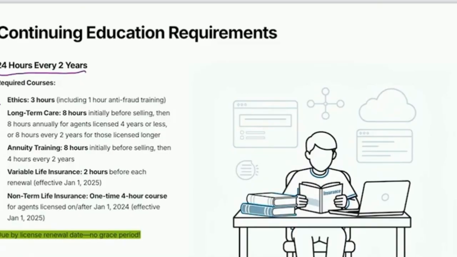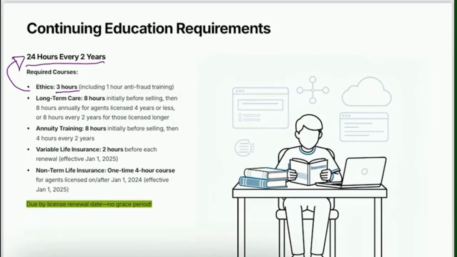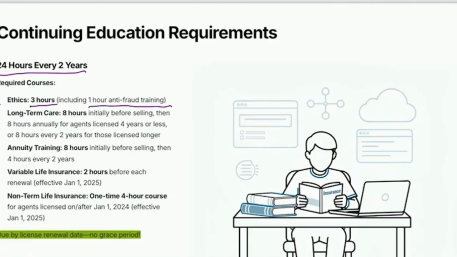And within that 24 hours is a 3 hours ethics course that must be included, or 3 hours of ethics courses that must be included. One of those will be an anti-fraud training. Generally, they're just going to ask 3 hours in ethics, but it could include that in the question, so just be comfortable with that. To be able to sell long-term care policies, it is 8 hours initially before selling.